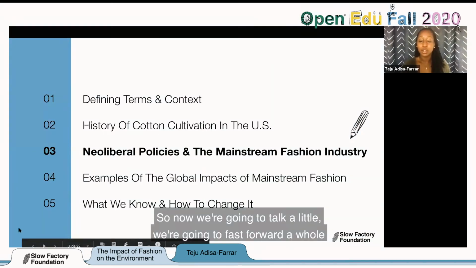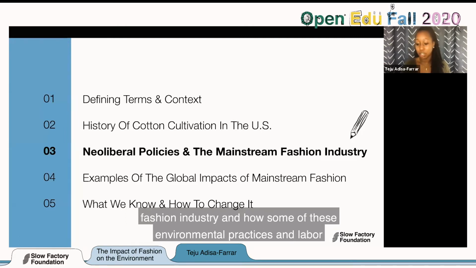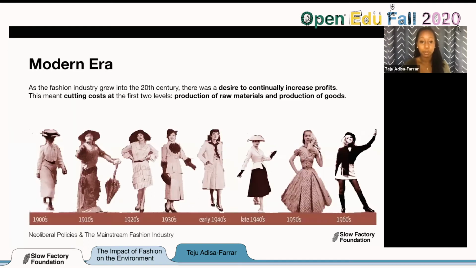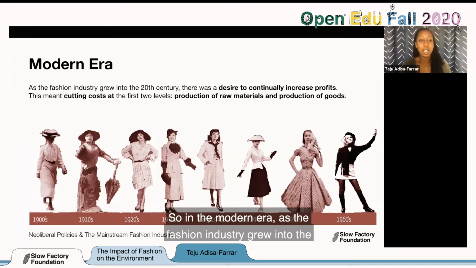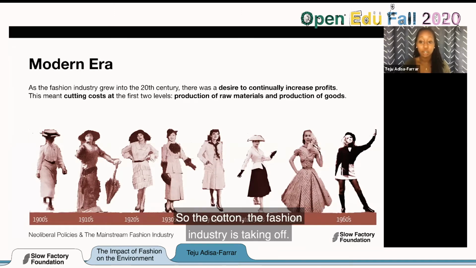So now we're going to fast forward a whole bunch and talk a little bit about the neoliberal policies and the mainstream fashion industry and how some of these environmental practices and labor practices have continued on this legacy of being bad to the earth and bad to people. So in the modern era, as the fashion industry grew into the 20th century, there was a desire to continually increase profits. This meant cutting costs at the first two levels of production: raw materials, and the production of goods. So the fashion industry is taking off.